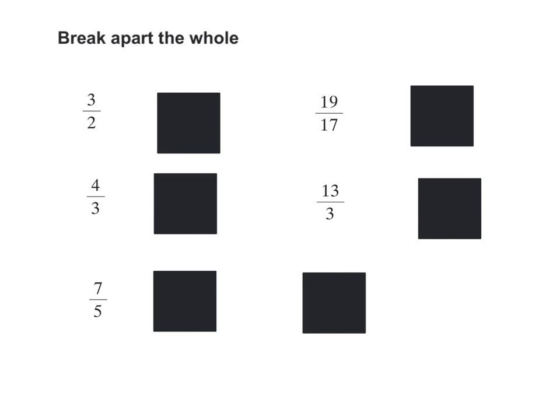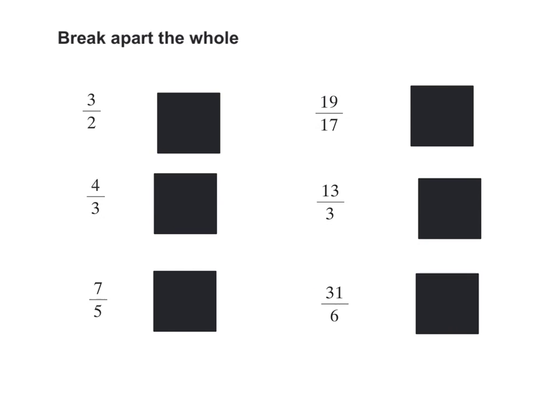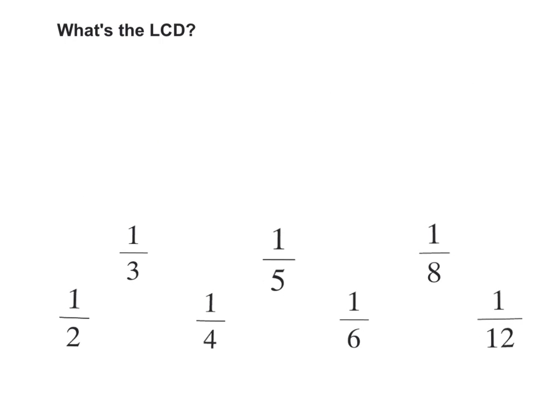Nice, because you know that 12/3 is 4 wholes, right? So 12 of those thirds are 4 wholes. So you have 4 and 1/3. Great. Try this one. 31/6. 5 and 1/6. So to play What's the LCD, you see there's different unit fractions down here at the bottom.